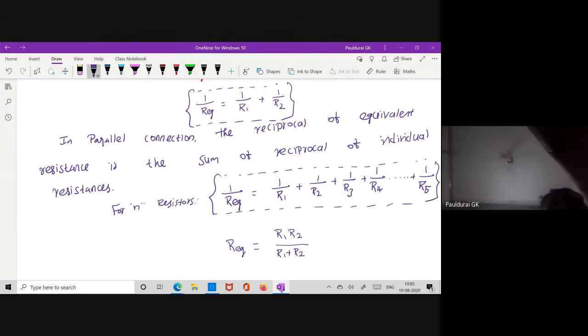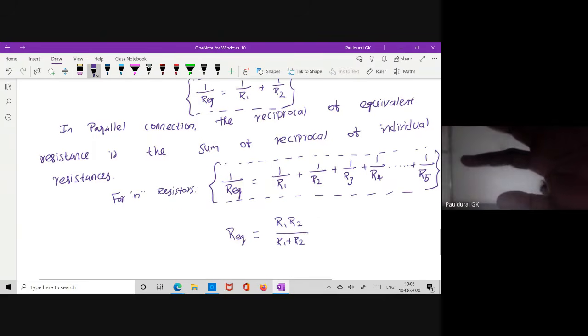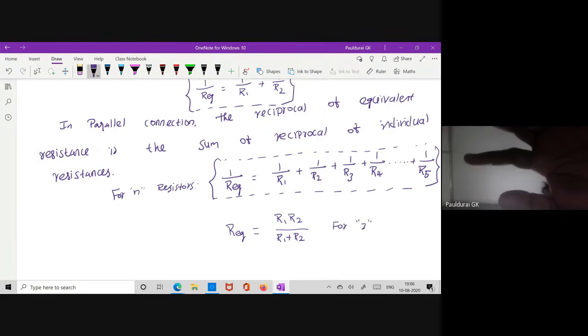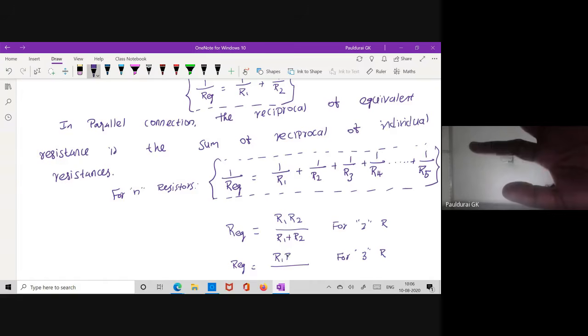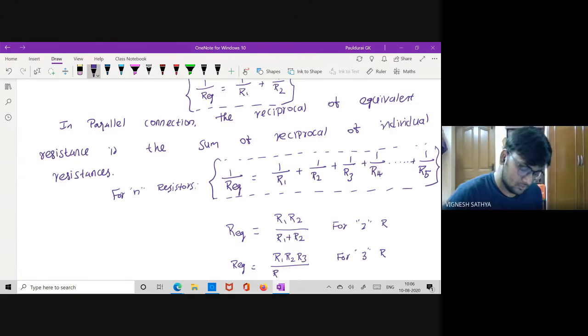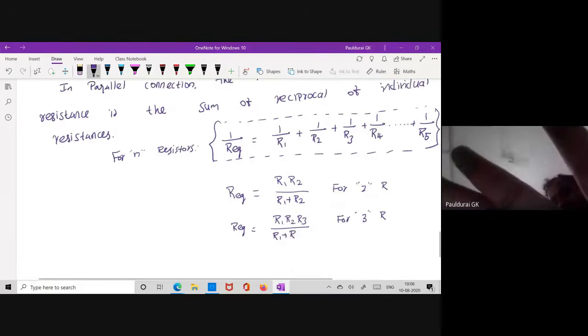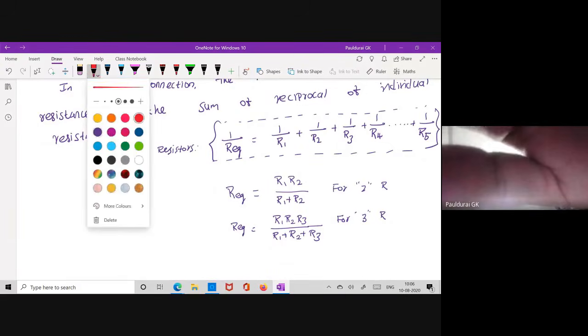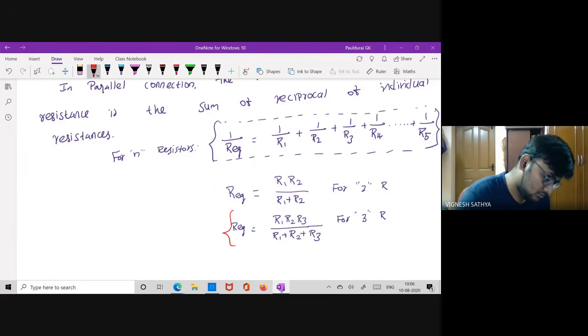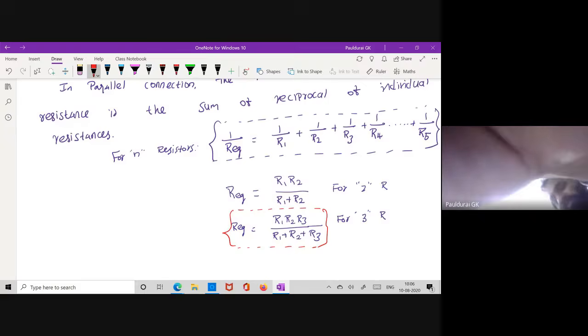You know how the formula came, right? How did it come? Just take the LCM, you will get it. This is for two resistors. Similarly, for three resistors, what is the formula? What will three resistors give? R1 R2 R3 divided by R1 plus R2 plus R3. Am I right? For three resistors. Please, are you with me?